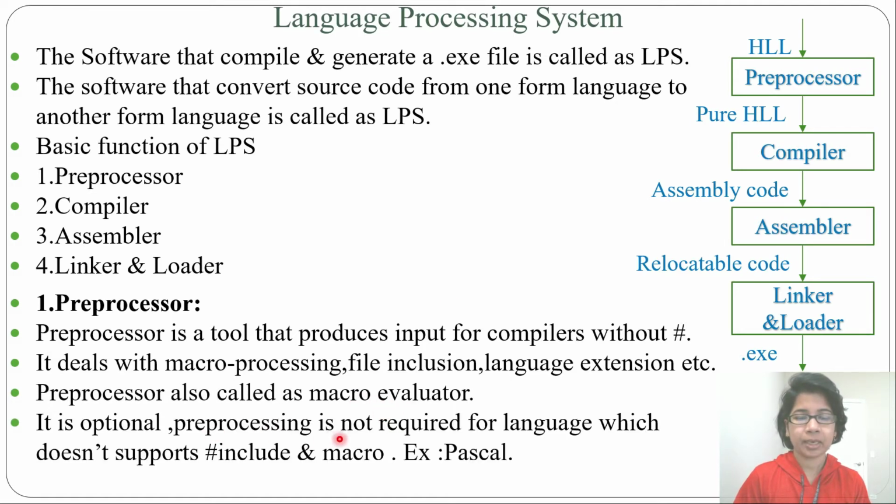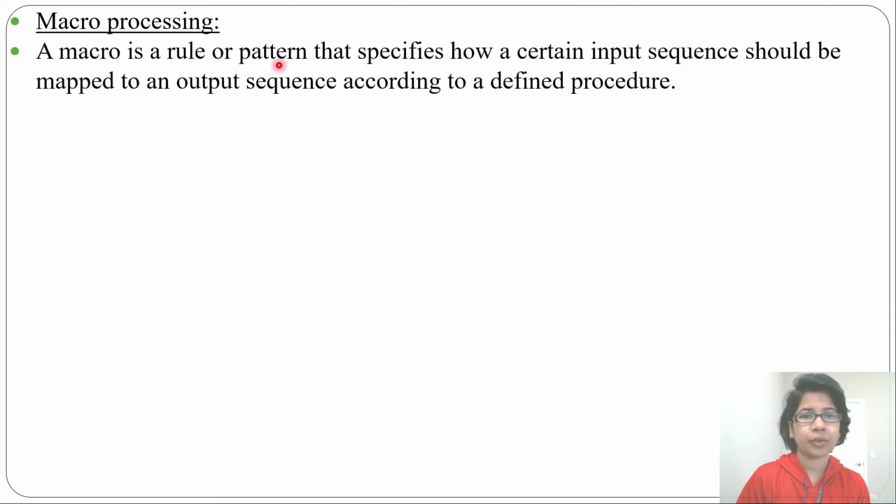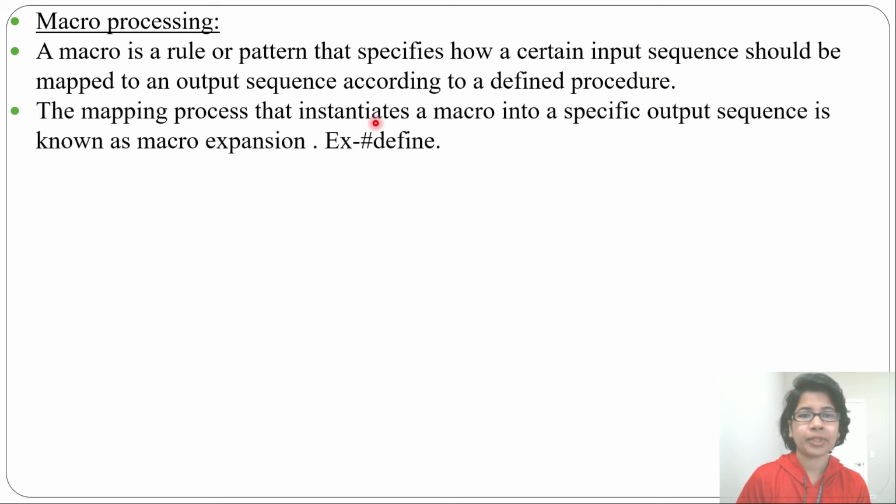It is optional. Preprocessing is not required for languages which don't support hash include and macro, for example, Pascal. Macro processing: a macro is a rule or pattern that specifies how a certain input sequence should be mapped to an output sequence according to a defined procedure. The process that instantiates a macro into a specific output sequence is known as macro expansion.